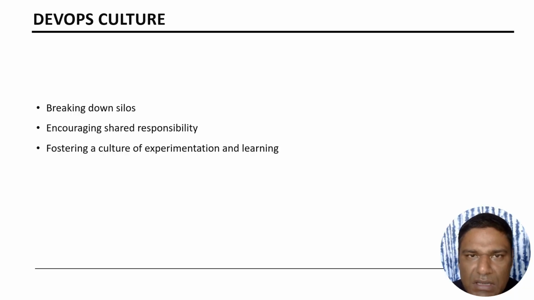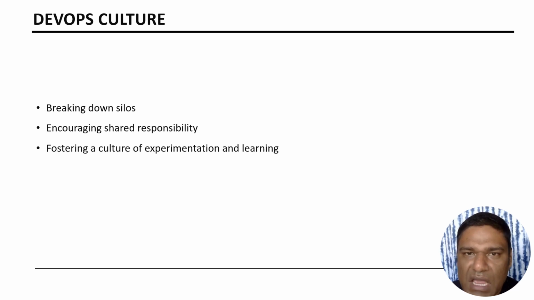Then next we'll learn more about the DevOps culture. DevOps is more cultural than technical. The key cornerstones of this culture are breaking down silos, encouraging shared responsibility, fostering a culture of experimentation and learning. At the heart of DevOps is a cultural shift that emphasizes collaboration, transparency, shared responsibility.